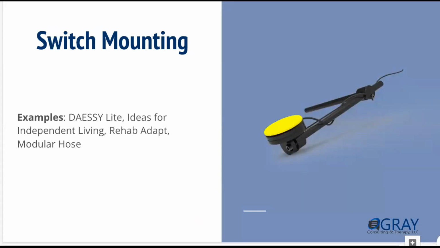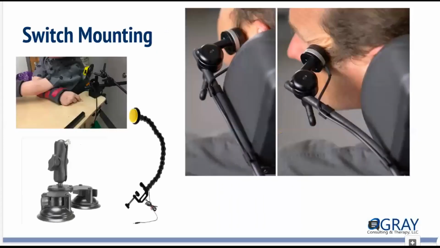So again, these companies all do switch mounting as well. And you can get clamps, you can get suction cups, you can mount directly to headrest hardware. I'm really liking this flex arm from Rehab Adapt. It moves away from the individual when they press too hard on the switch, and will come back into position as soon as they alleviate that force. So it can be really wonderful for individuals with seizure disorder or challenges with tone, so that they're not getting beat up by the switch.